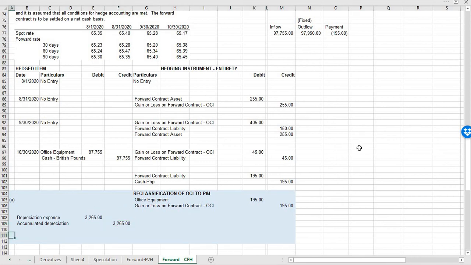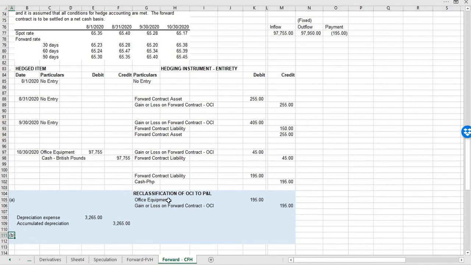Then, punta tayo ngayon dun sa next method natin to reclassify the cash flow hedge reserve to P&L. And that is when the non-financial asset or liability affects the profit or loss. So, that is the time when we should reclassify the OCI to P&L. And again, ang ating non-financial asset is an office equipment. And how does the office equipment affect the income statement? Siyempre, through depreciation expense, kapag nagre-record na tayo ng depreciation expense. So, doon nakaka-apekto ang office equipment sa P&L. So, doon din tayo magre-reclassify from OCI to P&L.